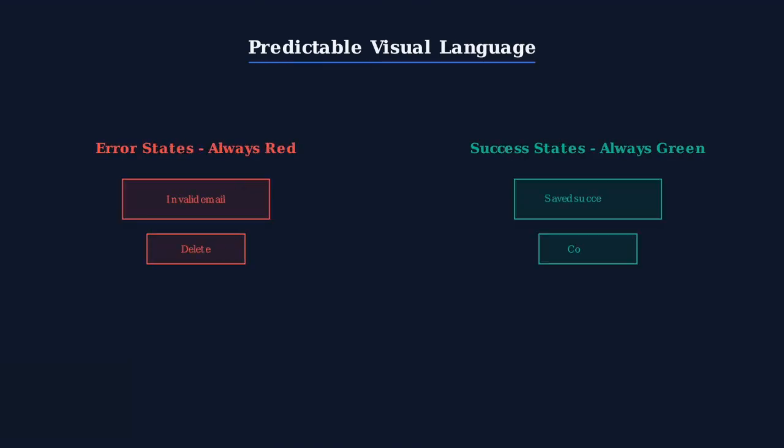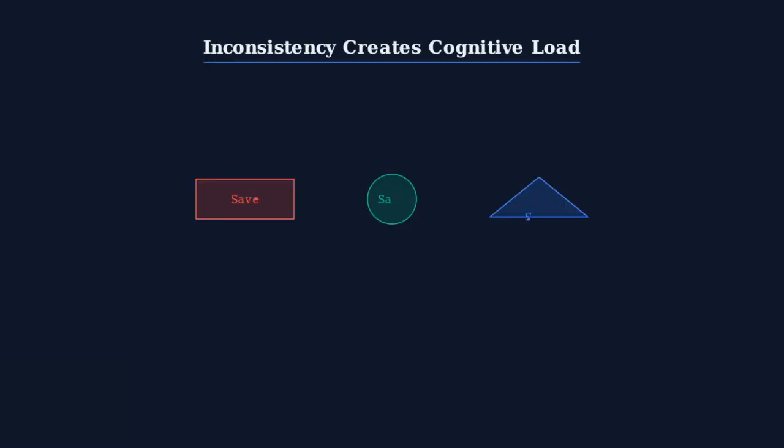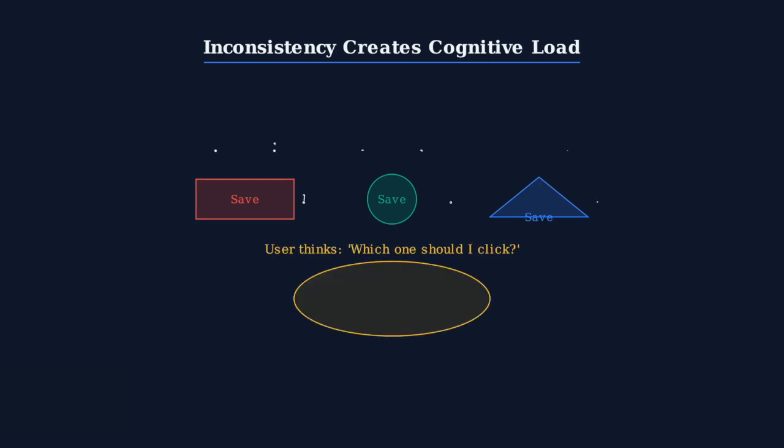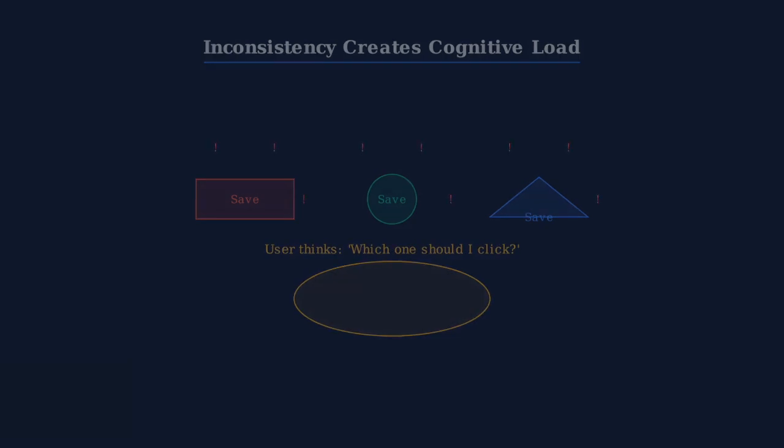When users learn that red always means error and green always means success, they can navigate your interface intuitively without having to relearn patterns. Inconsistent feedback creates cognitive load. Users waste mental energy trying to understand different patterns instead of focusing on their actual tasks. This leads to frustration and errors.